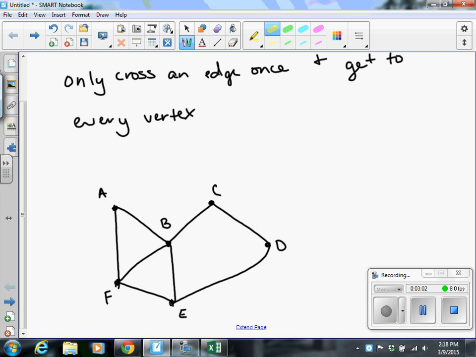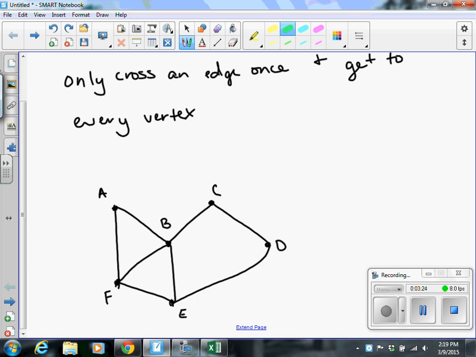So I'm going to start at A. I'm going to go from A to B to C to D to E, back up to B. Okay, so looking at this one, I can't quite make it. So let me try something else.